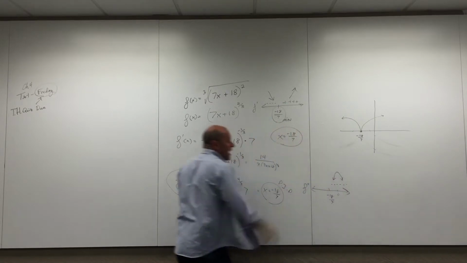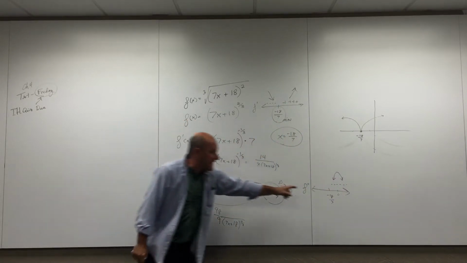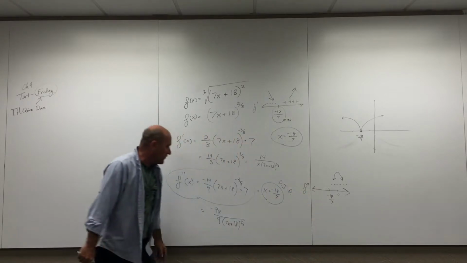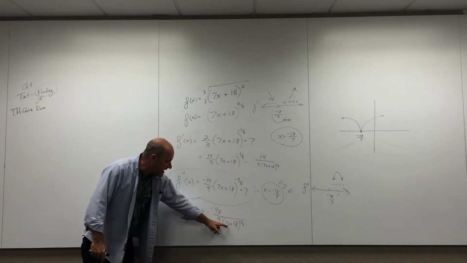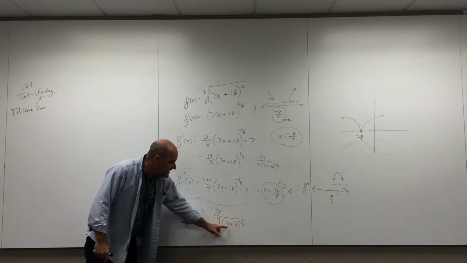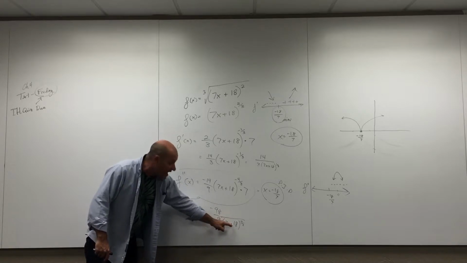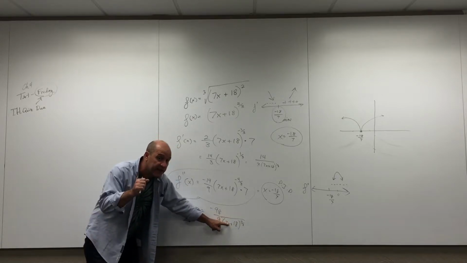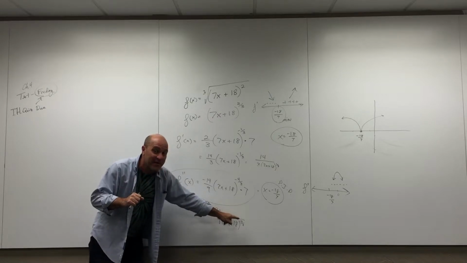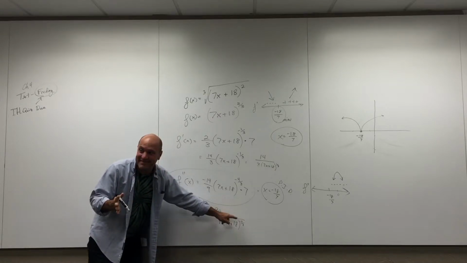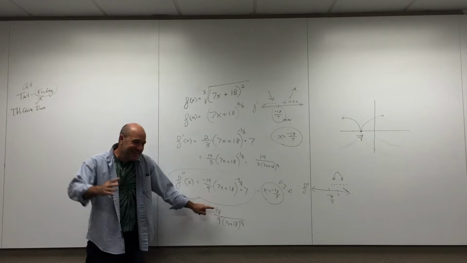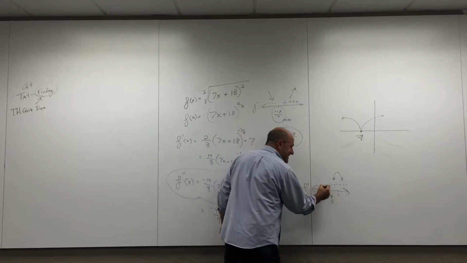We already knew that. Over here, I would test like a -3 or -4. I'll try -4 again. That's negative 28. That's a negative number in there, and when you cube root it, it's negative. But when you raise it to the 4th, it's positive. But the numerator is negative, so it's negative, and it's concave down.